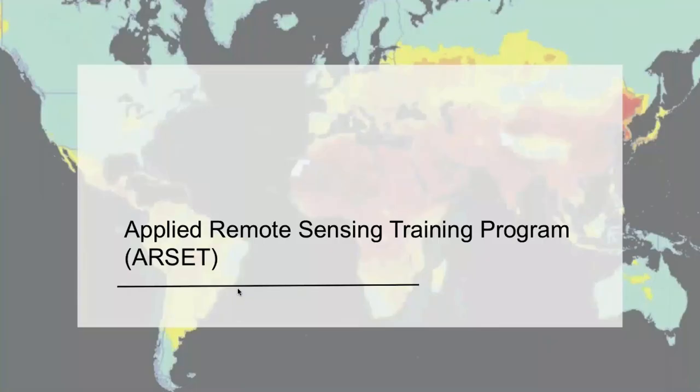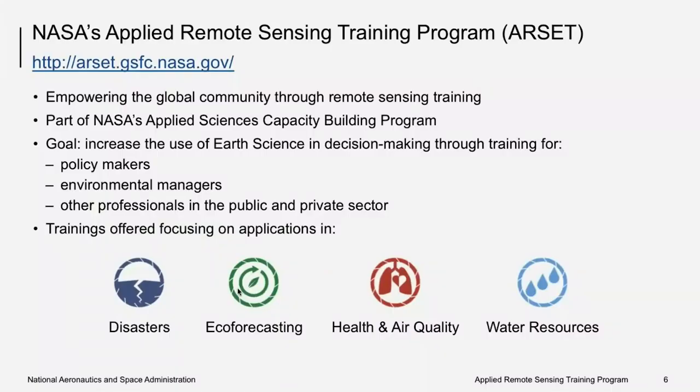With that, let's start with ARSET, or Applied Remote Sensing Training Program, which is about an 8-year-old program under NASA's Applied Sciences Capacity Building Program. ARSET's mission is to empower the global community through remote sensing training, with the specific goal to increase the use of Earth observation in decision-making activities for policymakers, environmental agencies, managers, and all other professionals, both in public and private sectors, who can utilize Earth observation for better decision-making.